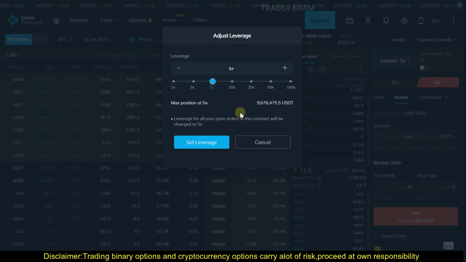You just need to consider 3 things when you are starting to trade cryptocurrency options. First of all, consider your leverage, your margin, and your expiry date.